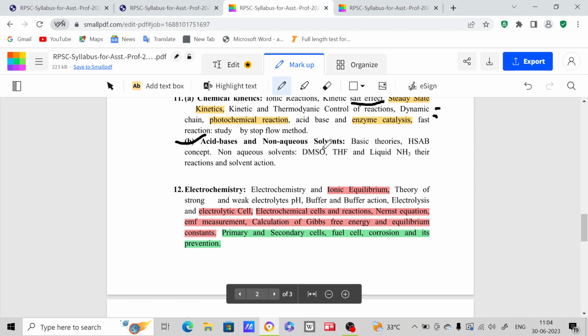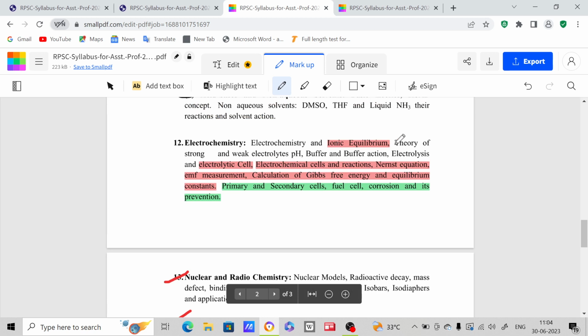Next, acids, bases and non-aqueous solvents. I have already made a video on this. You don't need to study anything outside of this video. You can check the playlist for that acids and bases video. Next, electrochemistry, ionic equilibrium. So you don't need to worry. If you want, I will provide notes and I will make videos on this ionic equilibrium.